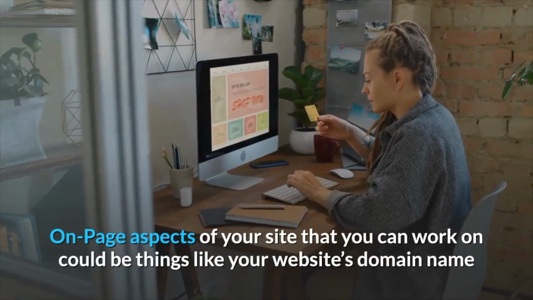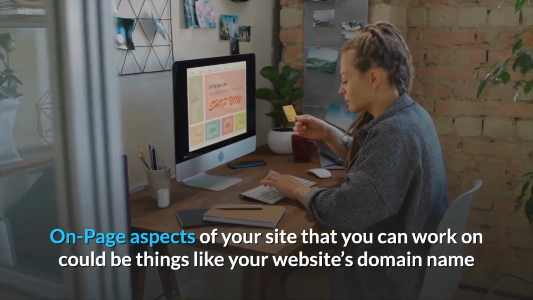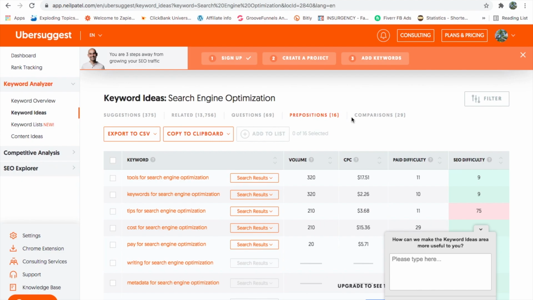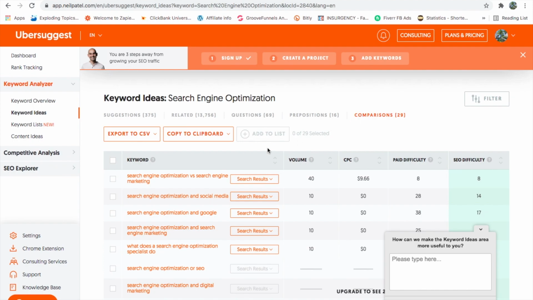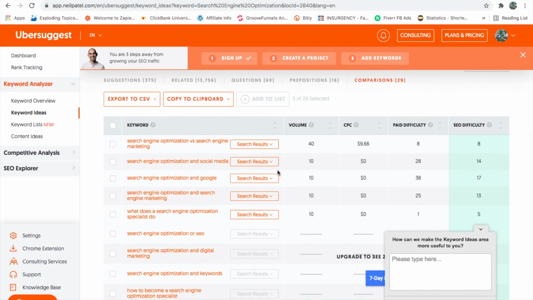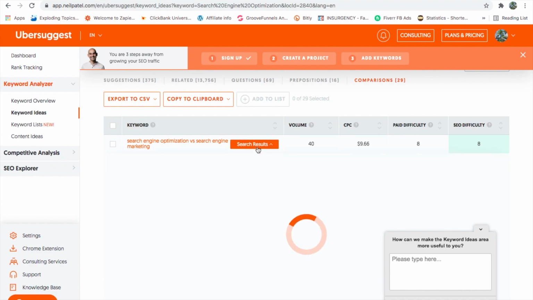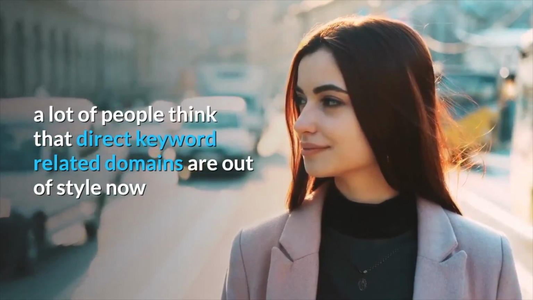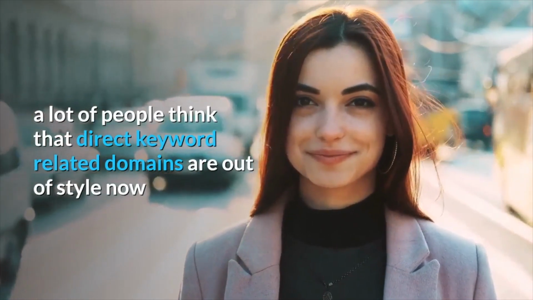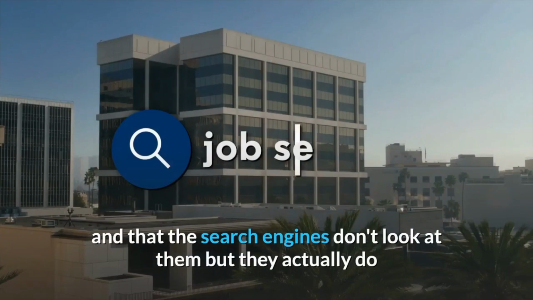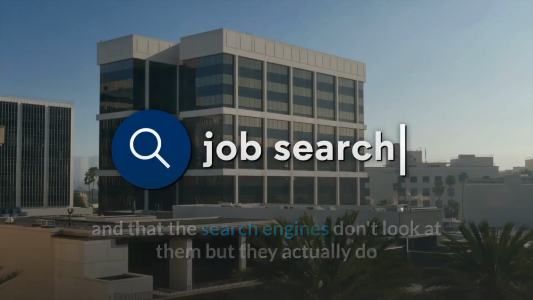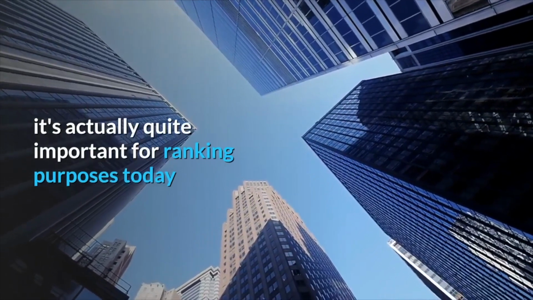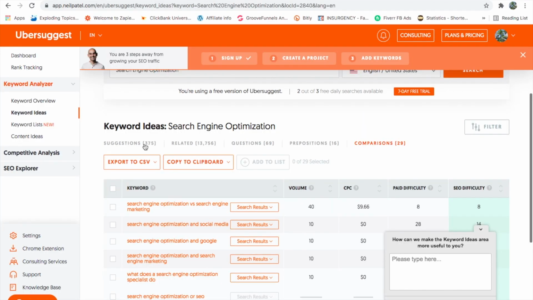On-page aspects of your site that you can work on could be things like your website's domain name, because not too many people think to do this, but doing keyword research for the right domain name that links up with the keyword that you're associating with your site's content can actually be quite powerful when trying to improve your site's on-page SEO. And a lot of people think that direct keyword related domains are out of style now and that the search engines don't look at them, but they actually do. It's actually quite important for ranking purposes today, guys.